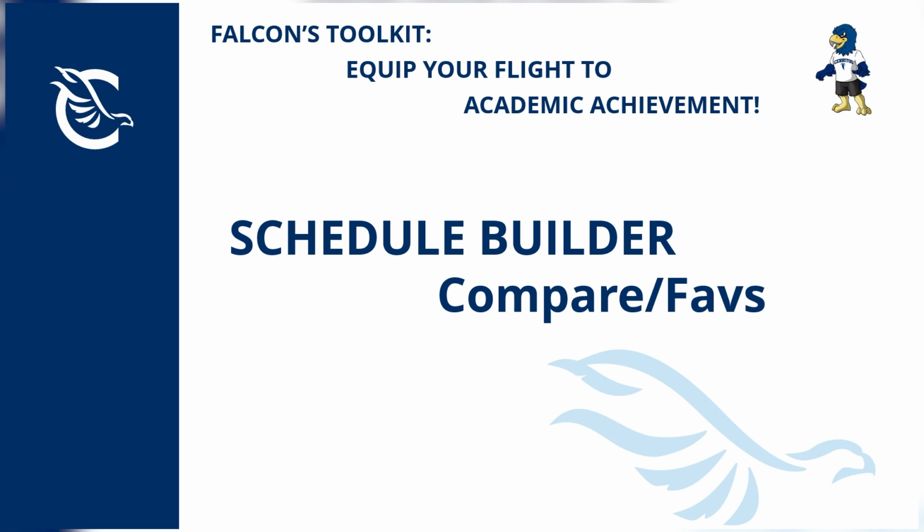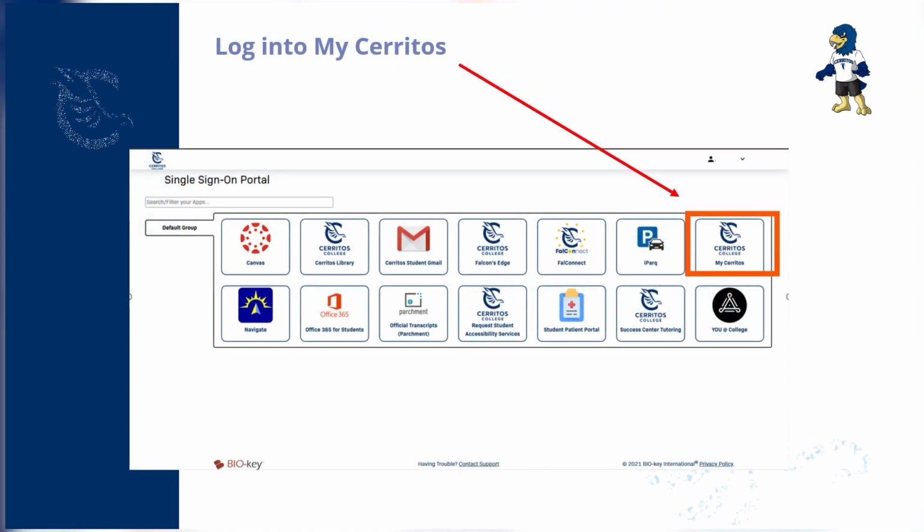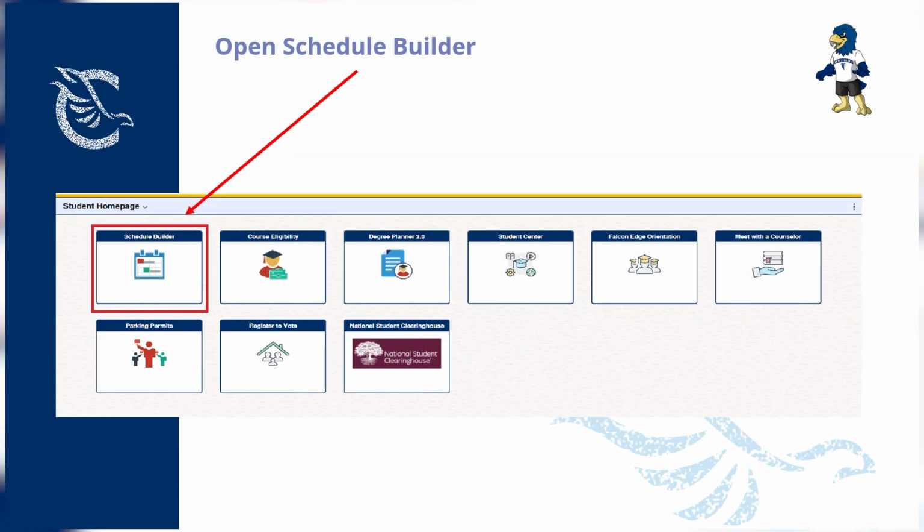In this session, I will be highlighting the Compare and Favorites feature of Schedule Builder. To start, you will need to log into your Cerritos single sign-on portal. Once logged on, you will see the My Cerritos tile. Then you should see the Schedule Builder tile.